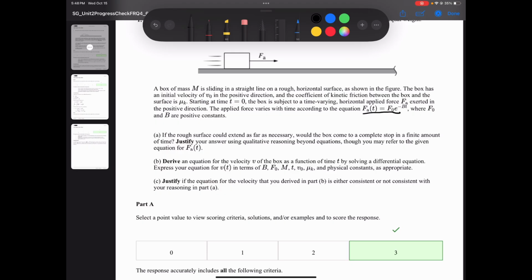So you have to think about what's going on. Basically, what this equation is saying is that we start off at t equals 0, right? So at t equals 0, my force applied is just equal to F naught. So I have some initial force applied.